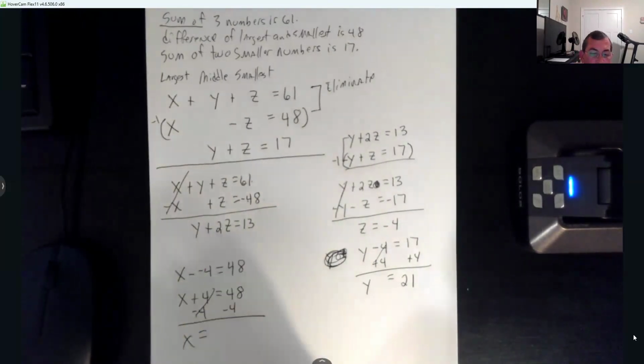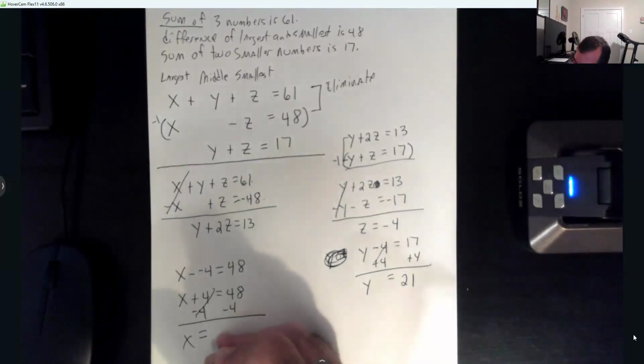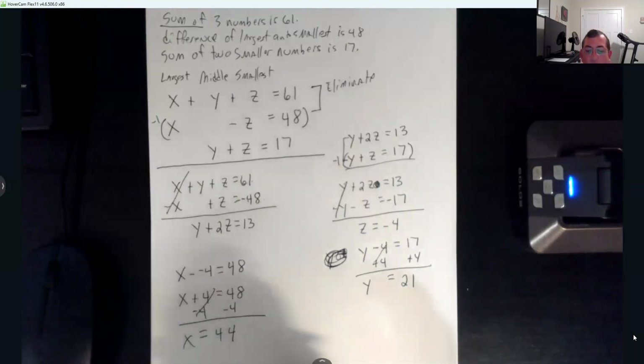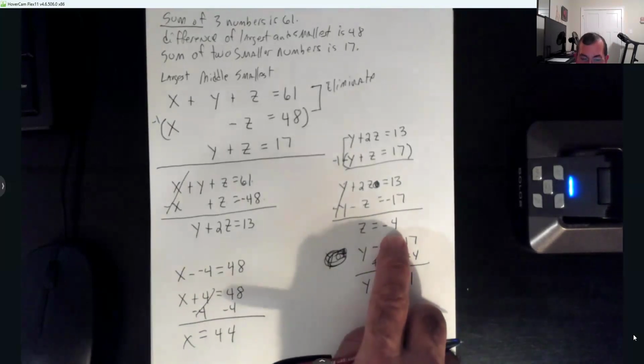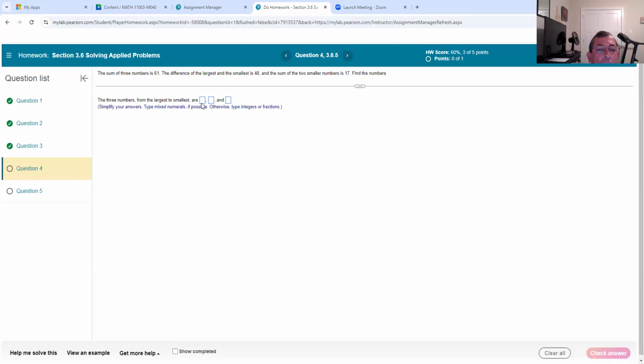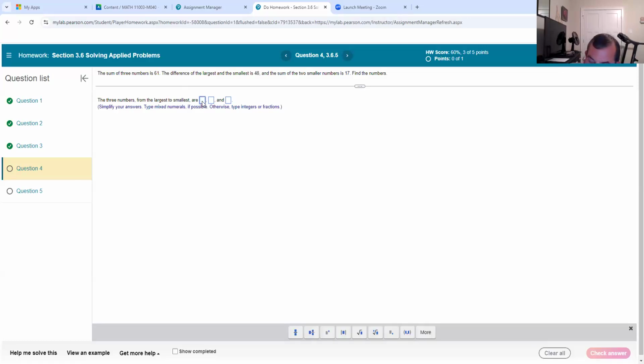X, 48 minus 4 is what, 44. So good job. Largest number is 44. Middle number, small number. So I think MathLab has us put them in order like that. So yeah, they want to go from largest to smallest. So you would do your 44. We got 21. And then we got a negative 4. Also, if you add these three numbers, they will equal 61, okay? So we could have checked that doing that.